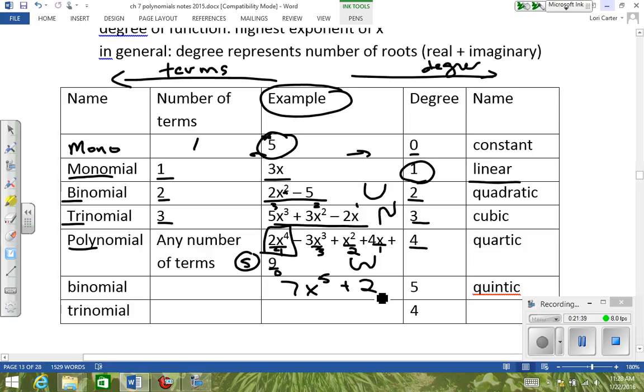Okay, so it has 2 terms. Good. These are the 2 terms I used. Its highest degree is 5. That's known as a quintic.